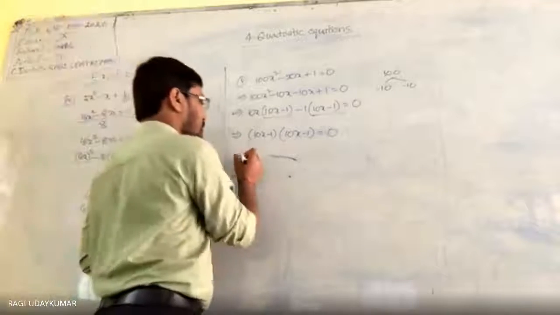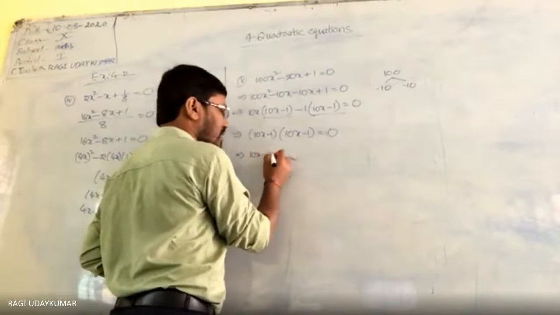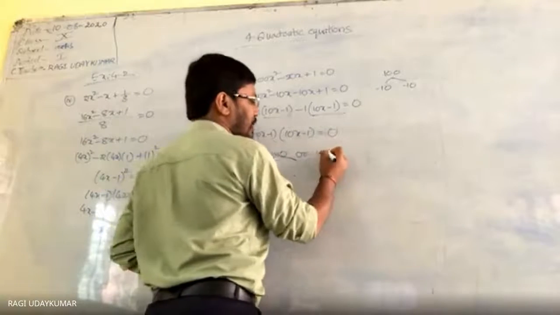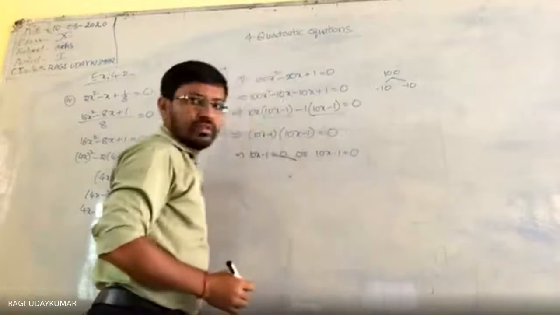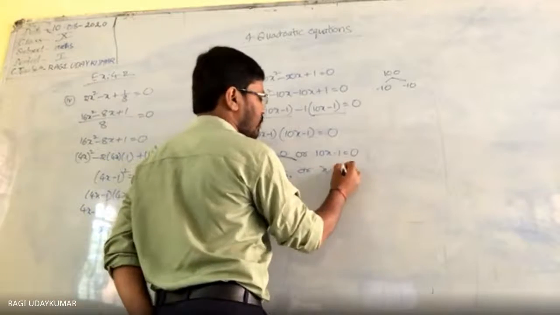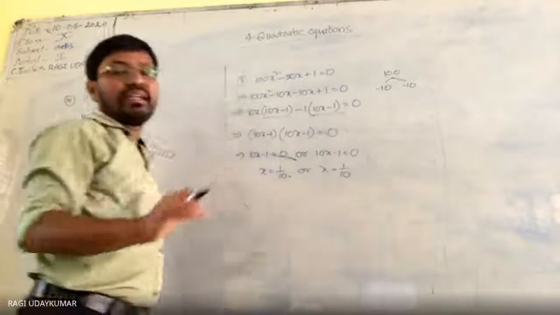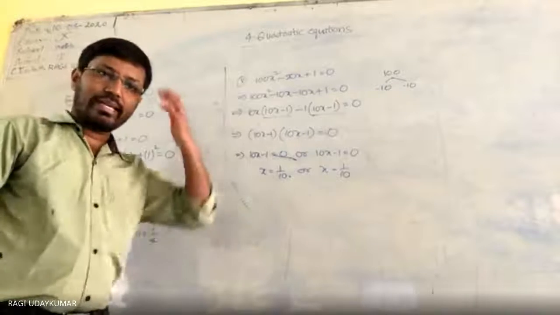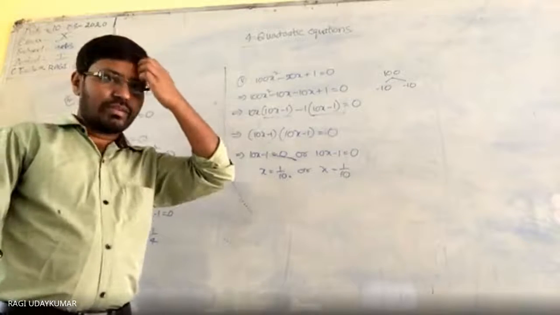So from 10x minus 1 is equal to 0 or 10x minus 1 is equal to 0, what do you get here? x is equal to 1 by 10, or x is equal to 1 by 10. So x is equal to 1 by 10 is the root of this quadratic equation. Did you understand?